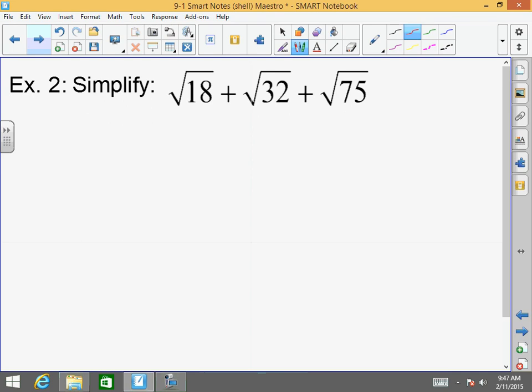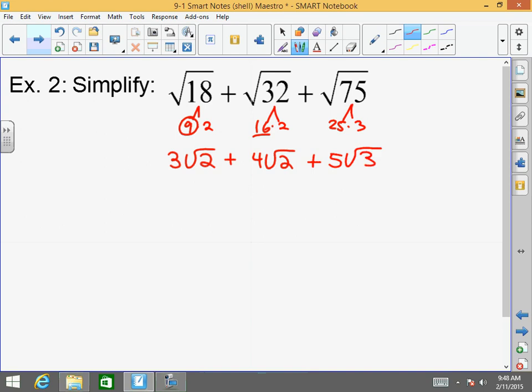So I'm going to do this the way I know you guys are going to get to do this quickly, because you're going to remember your perfect squares. 18 is 9 times 2. So square root of 9 is 3, radical 2. Plus 32 is 16 times 2. Square root of 16 is 4, with a radical 2 left over. 75 is 25 times 3. So I got square root of 25 is 5, with a radical 3 left over.